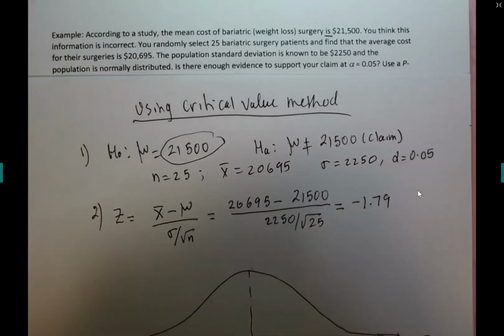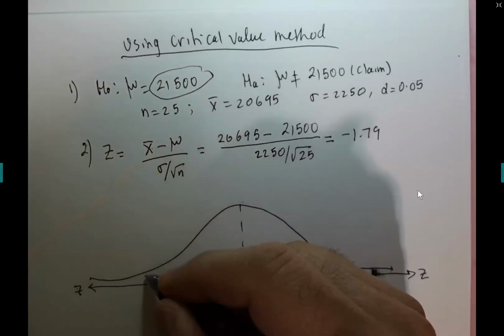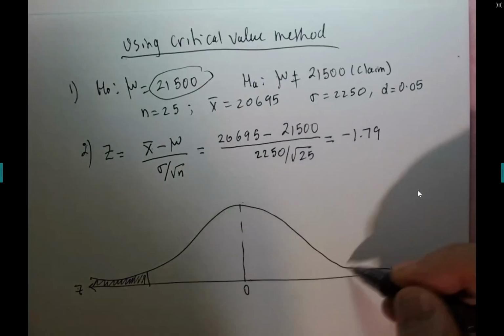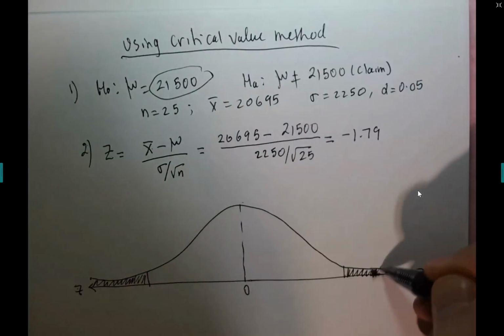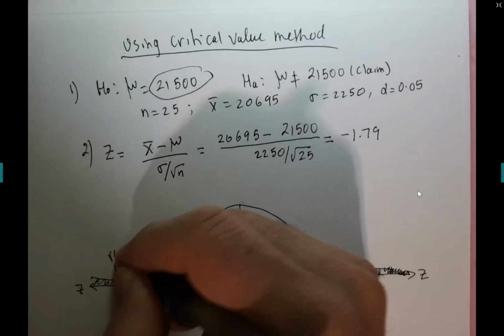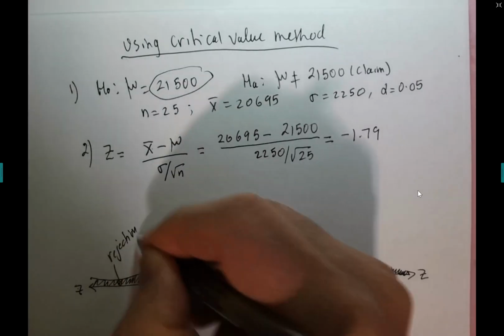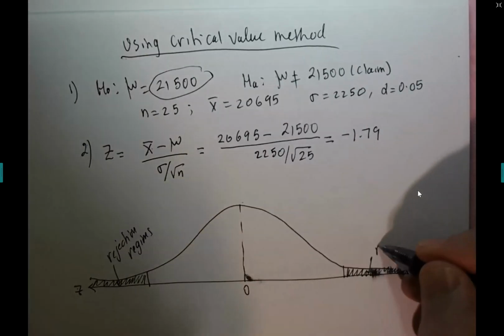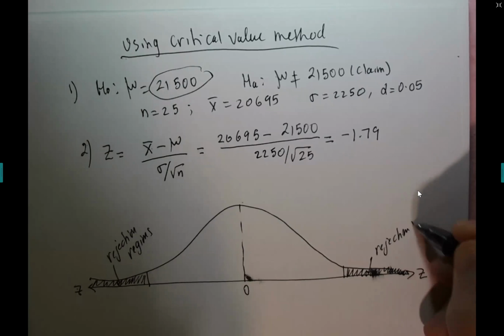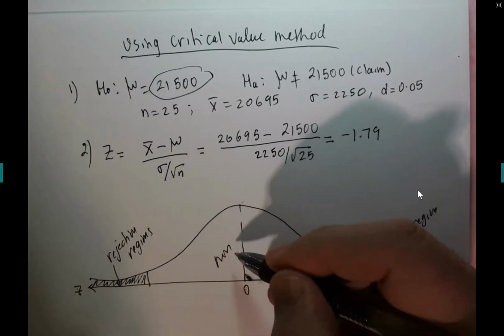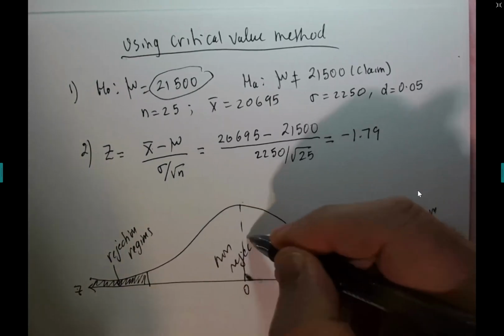Okay. If it is a two-tail test, look what you do, guys. Shade two regions here. And those regions are called the rejection regions. And this is called the rejection region of H0. And the region here, it's a non-rejection. This is where you accept H0.